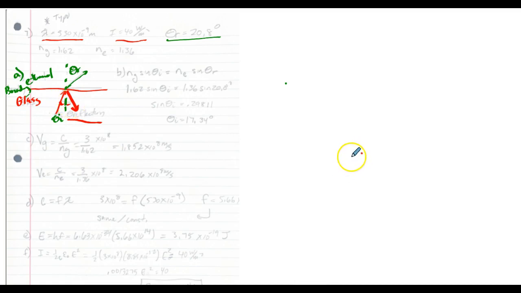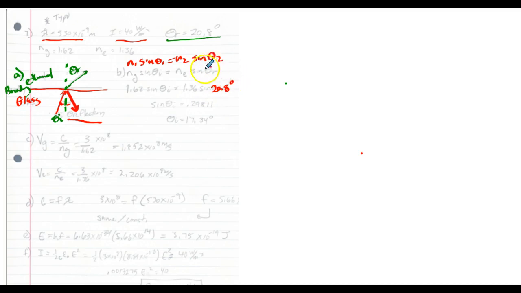All right. So A is just the sketch. B, it wants to know the angle of incidence. So I set up Snell's law. n1 sine theta 1 equals n2 sine theta 2. That's the generic version of it. So we know theta 2, that's 20.8.